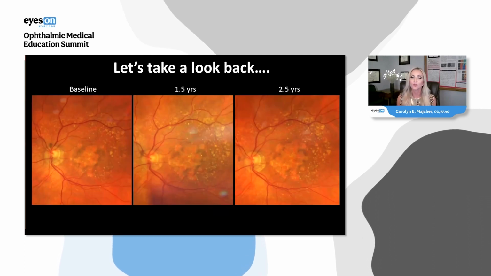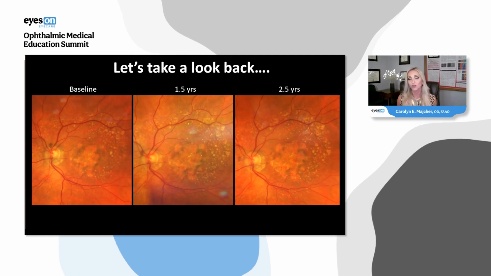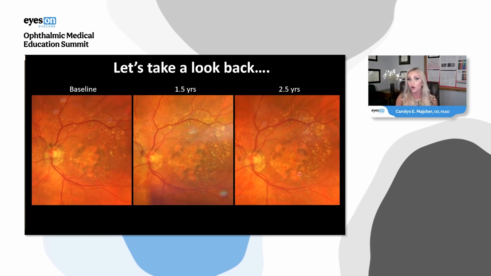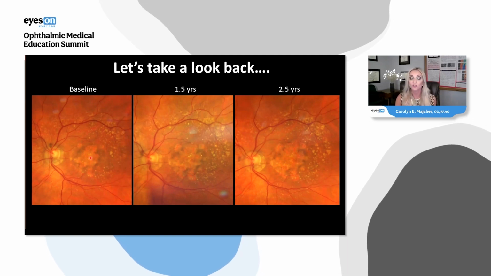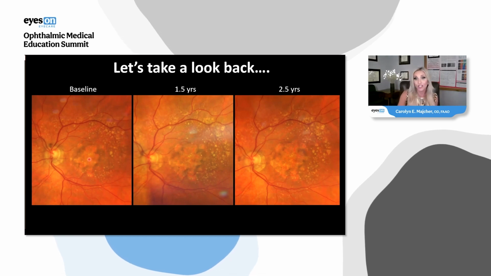Let's now take a look back at what this patient's left eye looked like when we first saw her 2.5 years ago. Her very first examination at baseline is on the left, and her most recent examination is on the right. See, even early on in the course of the disease for the left eye, she started out central, right? Versus the right eye, which is still going extrafoveal.